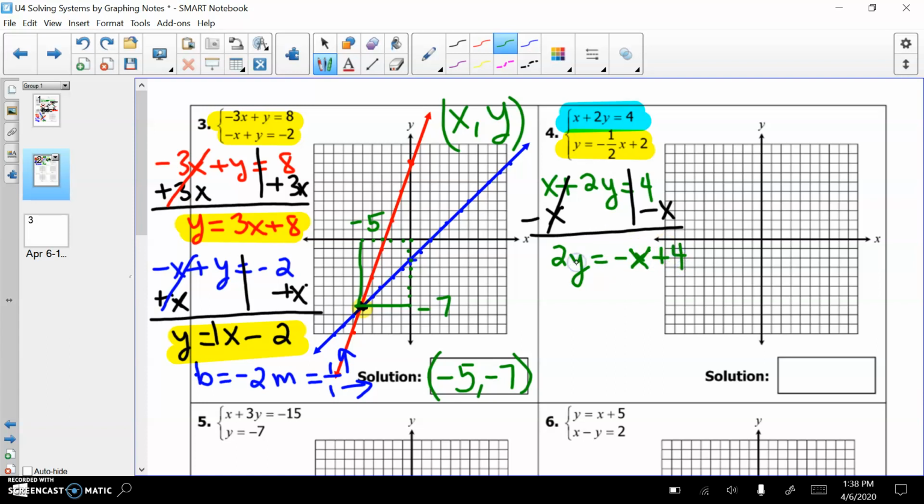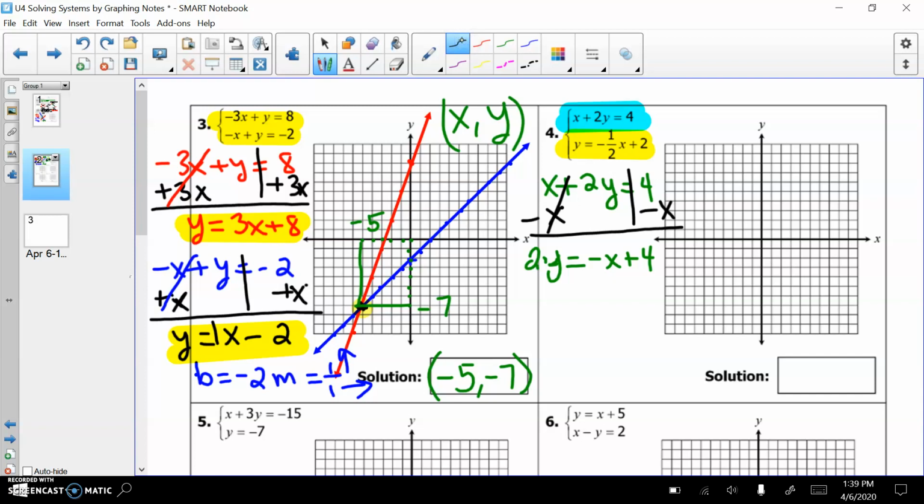Let me move this over a little bit. Actually, I'll just rewrite it, make it easier on us. So I have 2y equals -x plus 4. Now we can actually see all of it. Remember, you can't combine the 4 and the -x because the 4 doesn't have an x.